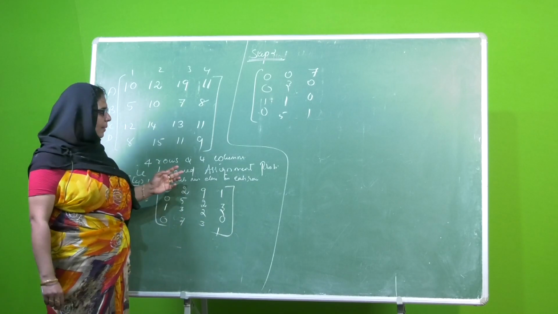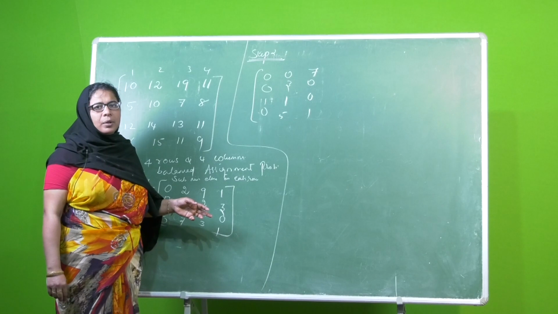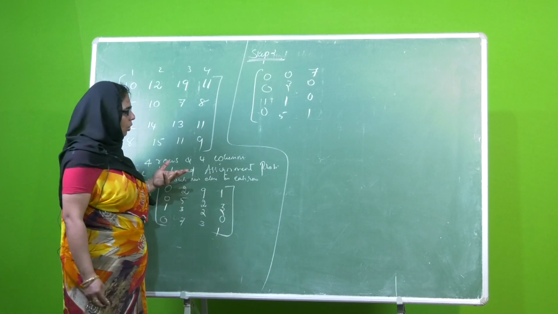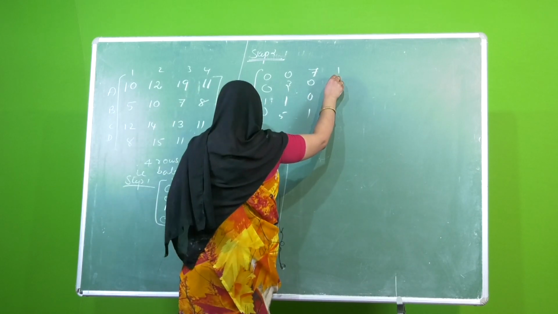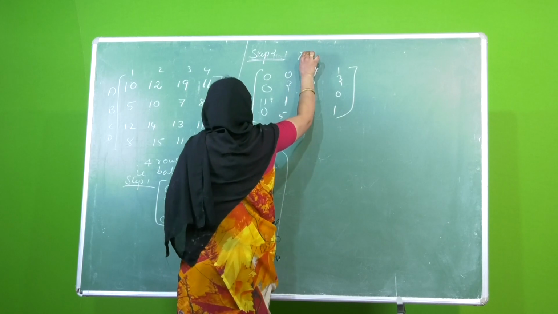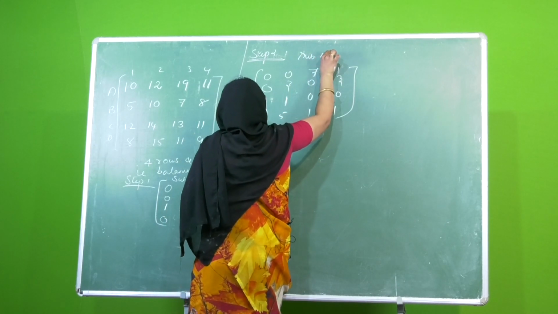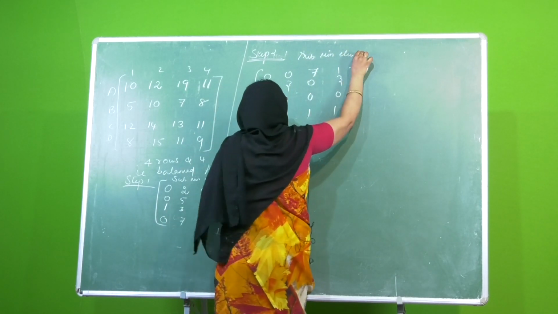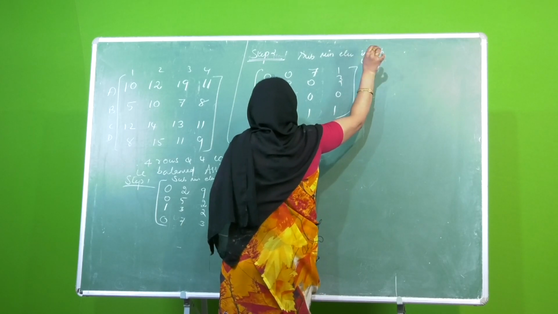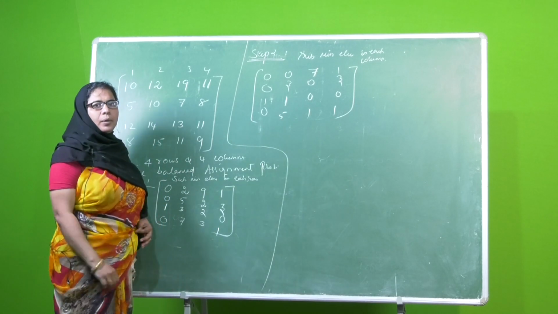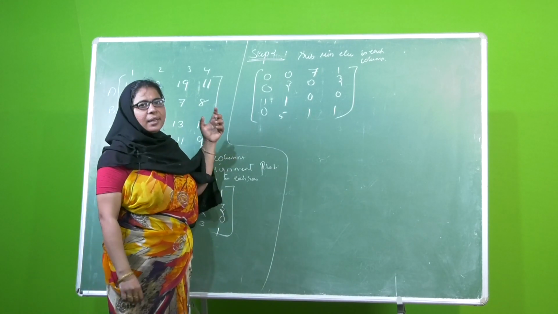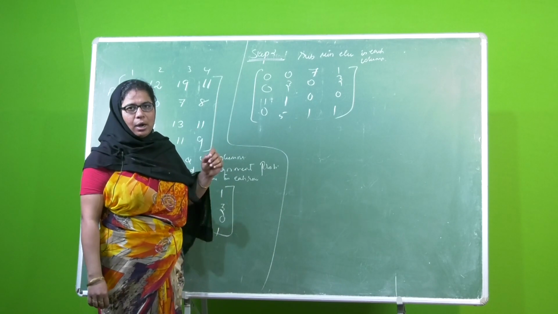So what is the minimum element in the fourth column? 0 is the minimum element in the fourth column. So the fourth column remains unchanged. So subtract the minimum element in each column. Okay. Now we have to allocate a zero in each row and each column.